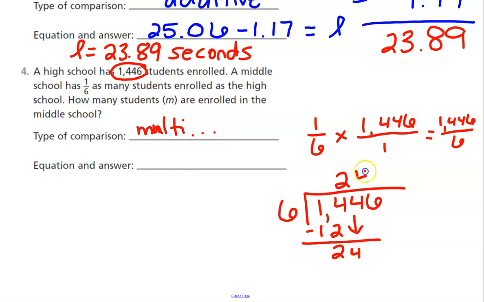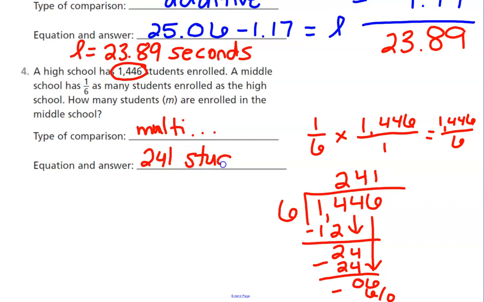6 goes into 24 4 times. 4 times 6 is 24. That has nothing left over. And so I finally bring down my 6, and 6 goes into 6 one time to finish out this problem. So that means then that this was my equation, and my answer would be 241 students.